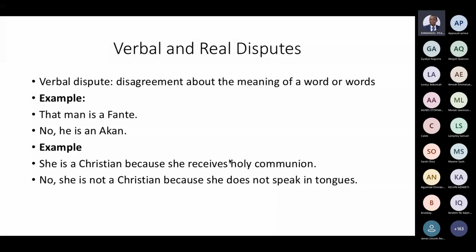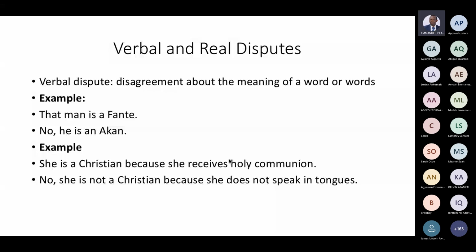So we call it verbal disagreement, and logicians don't regard verbal disagreements as real disagreements. They don't give it the status of real disagreements because they think it shouldn't be a disagreement. Meanings need to be sorted out.